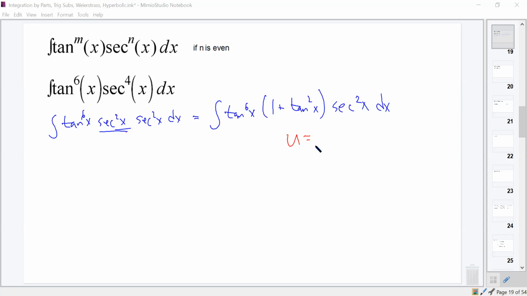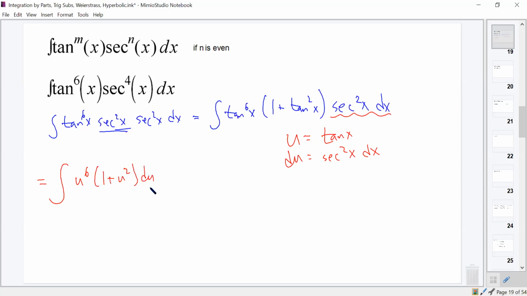Yeah, no, not tangent squared. U should just be tangent x, because what's the derivative of tangent x? Secant squared x dx, right? So there's my du, and then everything else can be in terms of u. So this becomes an integral of u to the sixth times 1 plus u squared du, or an integral of u to the sixth. That looks horrible.